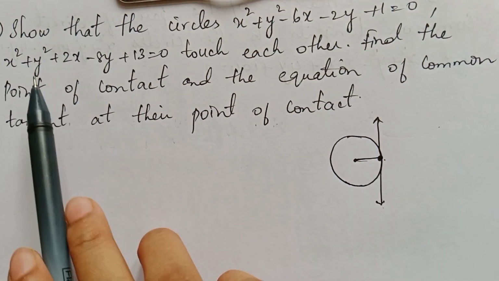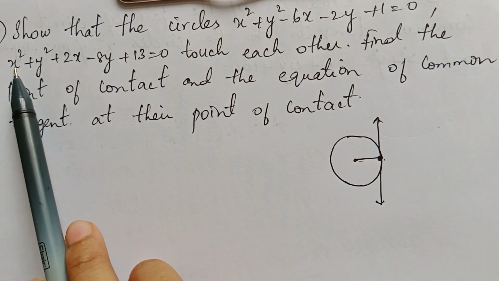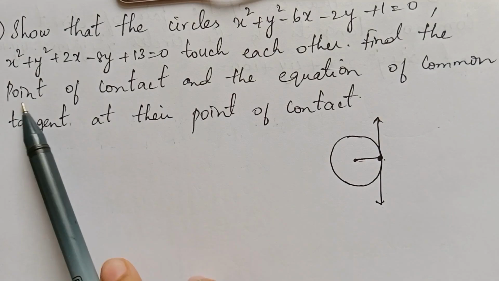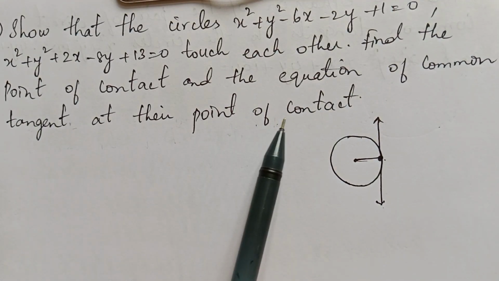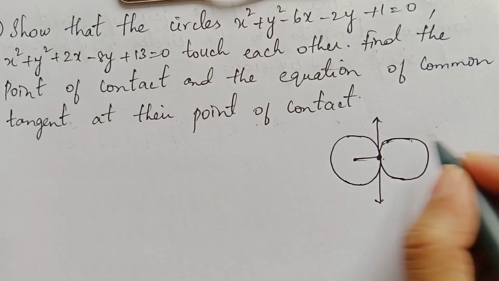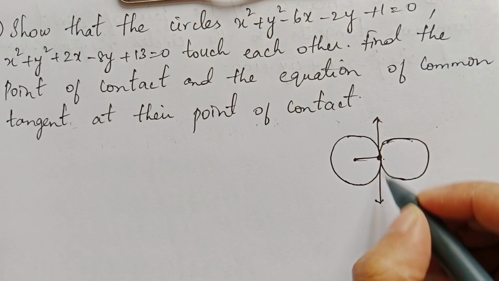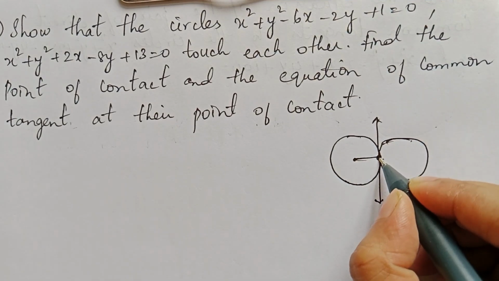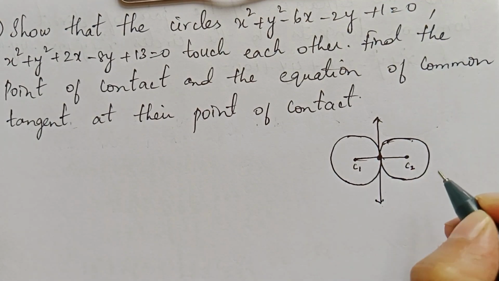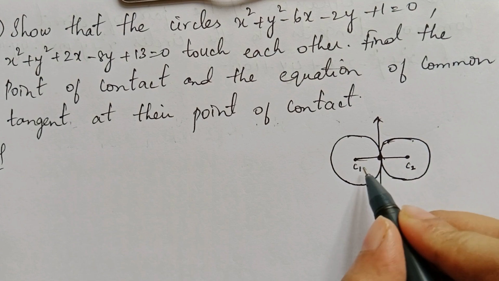In this question, show that the circles x square plus y square minus 6x minus 2y plus 1 equal to 0 and x square plus y square plus 2x minus 8y plus 13 equal to 0 touch each other. Find the point of contact and the equation of common tangent at the point of contact. So this is one circle and another circle is like this. There are two circles which touch each other at a common point. The line which passes through is called a tangent, and the common point of a circle and a tangent is called the point of contact. Here are the centers C1 and C2. Now we will find the centers and radius of these two circles first.